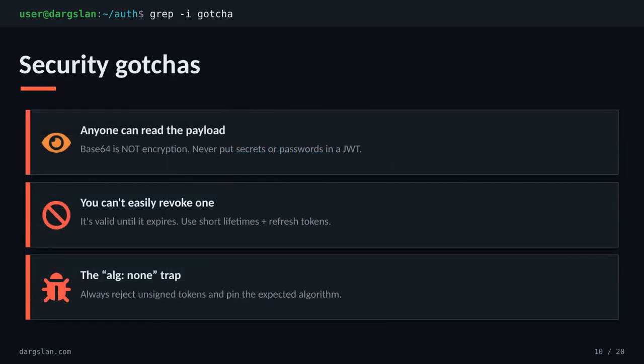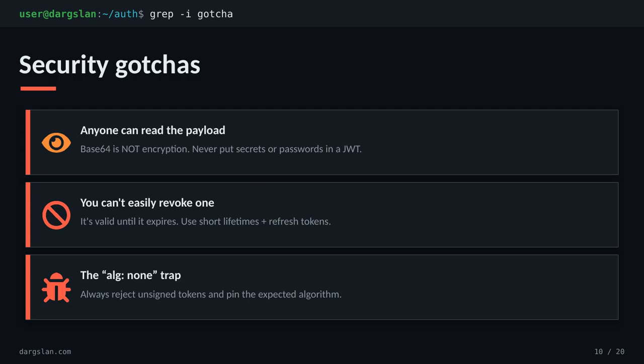And speaking of trade-offs, this is a good moment to talk about the sharp edges. First, remember that the payload is just base 64 encoded, not encrypted. Anyone holding the token can read it, so never stash passwords or secrets in there. Second, as I just hinted, you can't easily revoke a JWT once it's issued, which is why short lifetimes paired with refresh tokens are the standard play. And third, watch out for the infamous alg none trap.